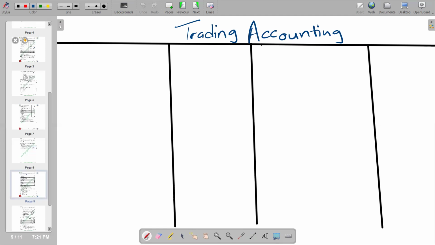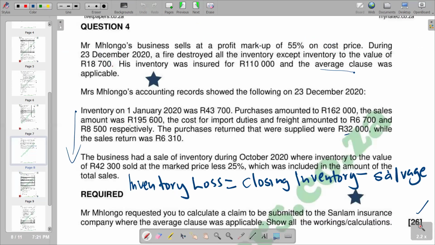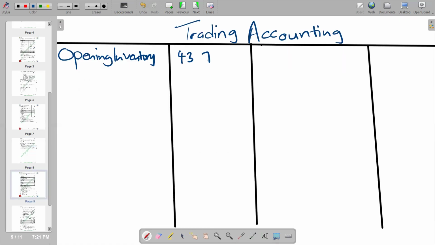So we're going to start with our opening inventory. The figure for opening inventory, we are given in the question, inventory on 1 January. This is going to be our opening inventory, 43,700 rands.